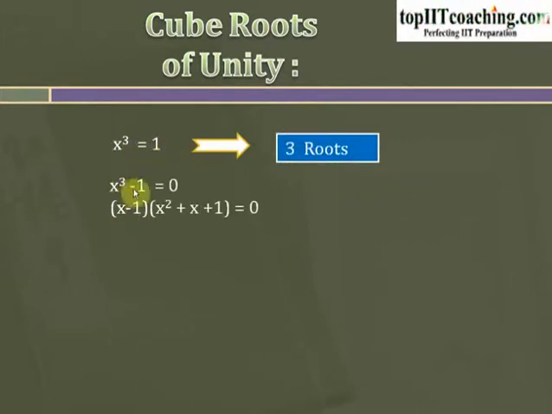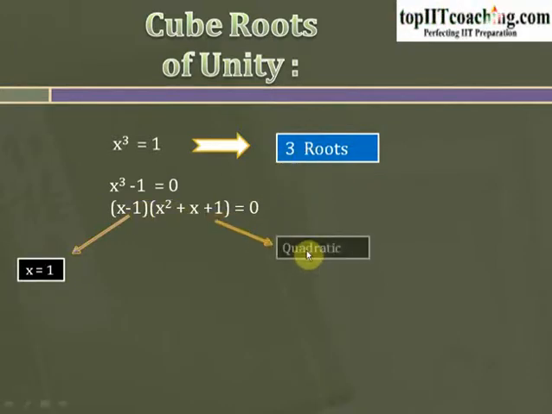We can write x cube minus 1 equal to 0. We take 1 to this side and this equation becomes x cube minus 1 equal to 0. Now the expansion of x cube minus 1 would be x minus 1 into x square plus x plus 1 equal to 0. This is a linear expression and this is a quadratic expression. So this would give x equal to 1 as one of its roots and we have to find the 2 roots. Now this is a quadratic equation with degree equal to 2. Therefore, this expression must have 2 roots.